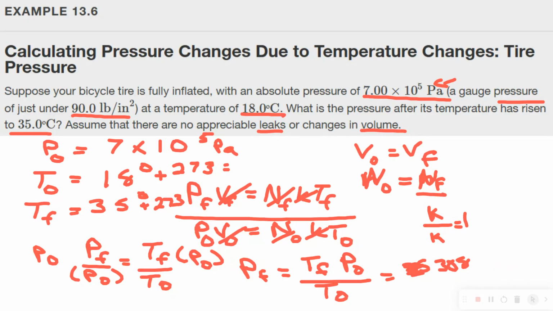So then we can leave pascals as pascals. So that's this times 7 times 10 to the 5th all over the initial temperature, which I think is 291, yeah? Yeah. Okay. I filled out the thing. Yeah, you filled out the thing. Go ahead.